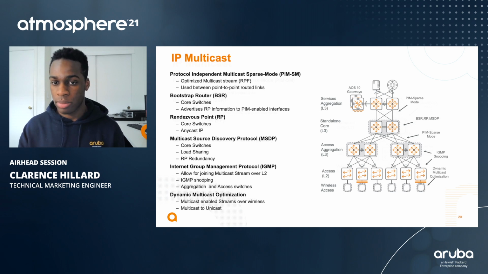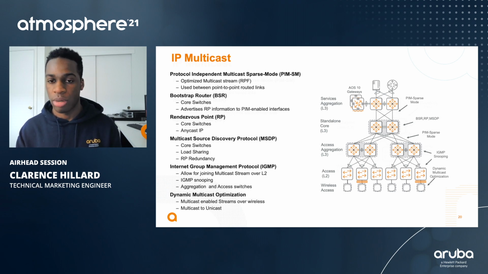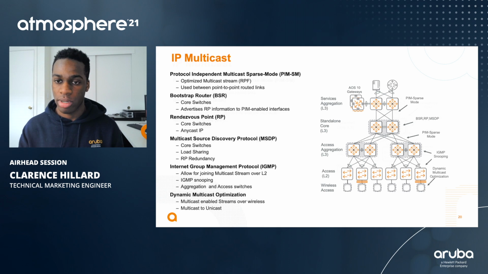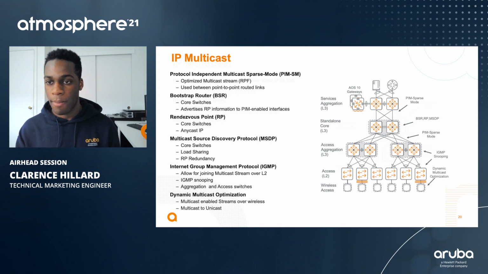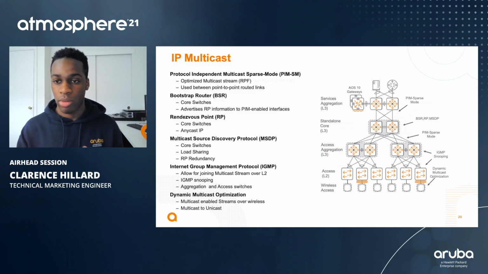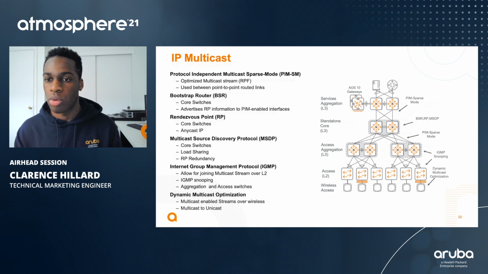Now, if you're using MSDP, what this gives us is the ability to load share between devices. I can have more than one RP on my network, whereas if I was just to use BSR and an RP candidate, I would have only one RP for my entire network. But if I use MSDP, I can have more than one. And not only that, I can load share between those devices by using the same Anycast IP address on them. So it's very, very handy to use, and we highly recommend you use that if you're enabling multicast on your network. That way you can have redundancy between your devices and you get load sharing as well. You get the best of both worlds, and you can also lighten the load on one of your core switches.